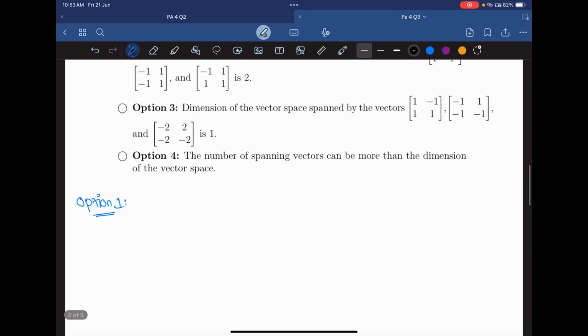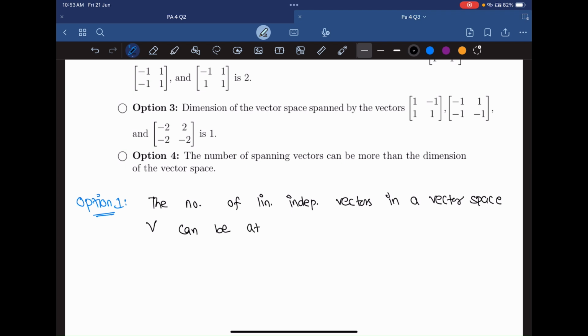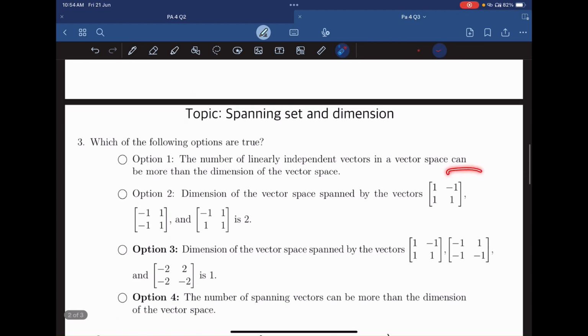From the definition of dimension of vector space, we know that the number of linearly independent vectors in a vector space V can be at most the dimension of vector space V. While option 1 tells they can be more than the dimension of vector space. That is a wrong statement, hence option 1 is incorrect.